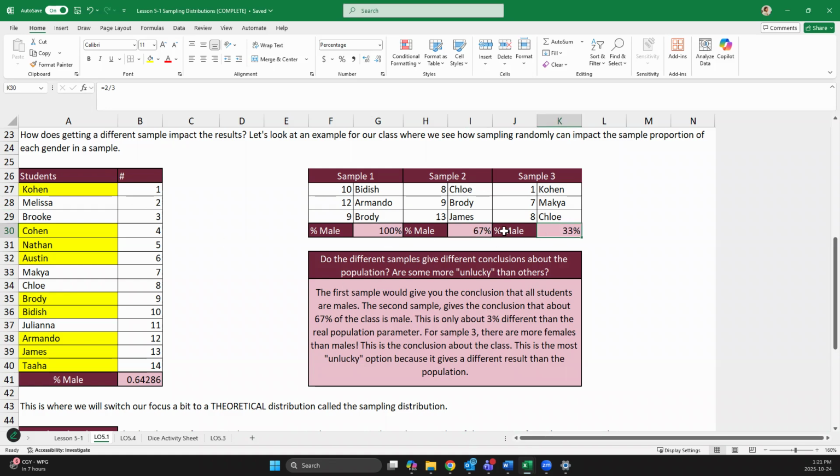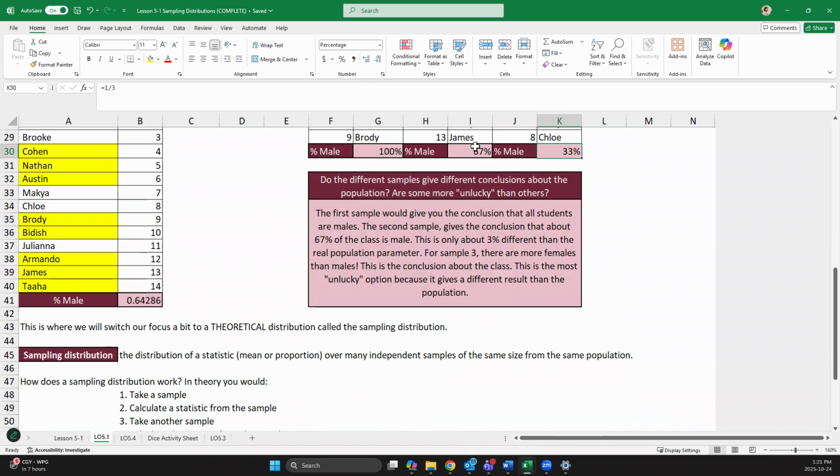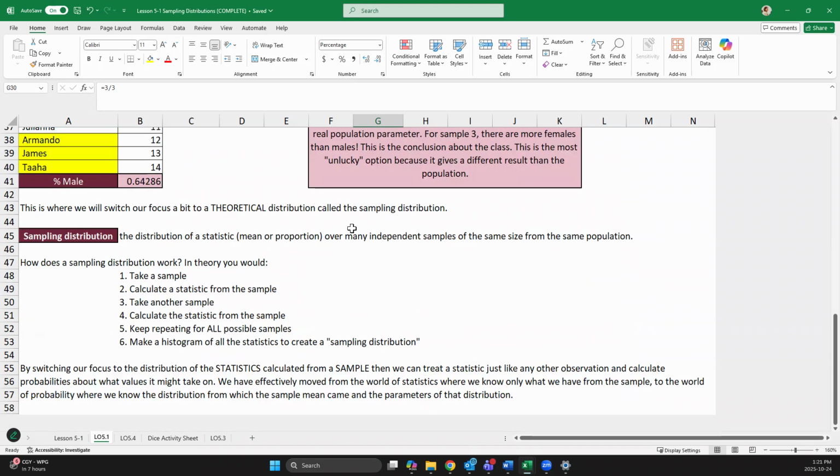samples. So look at just these percentages here from each of the samples. You could make a histogram of those values, and that would be called the sampling distribution. When you look at how the different values compare to each other in a histogram, that's the sampling distribution. You can also find the mean and standard deviation of that distribution. What's cool is that by switching your focus of the distribution to those statistics, so actually making a histogram with either the proportions or the mean, that means that we can actually take those values and calculate probabilities for them.